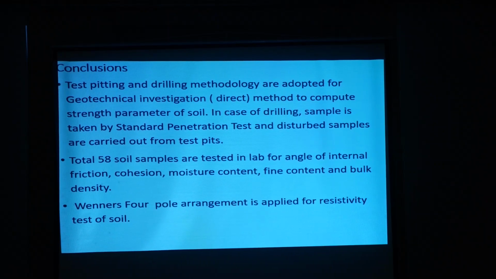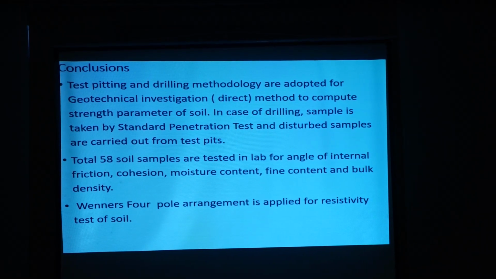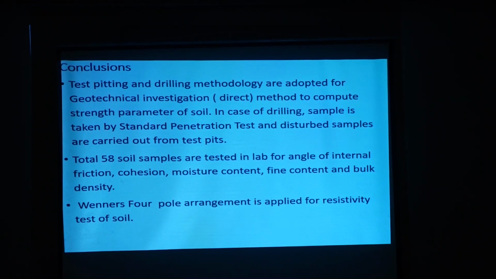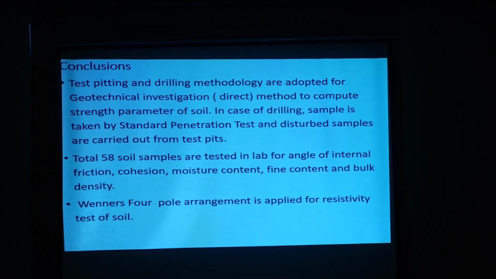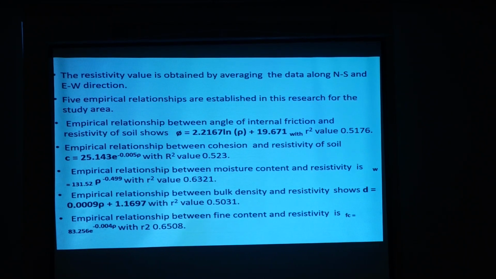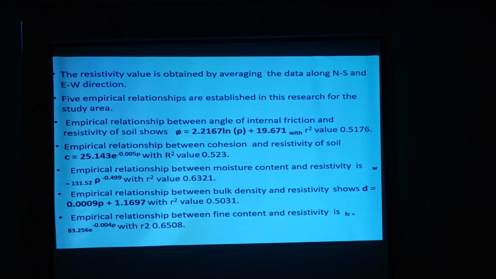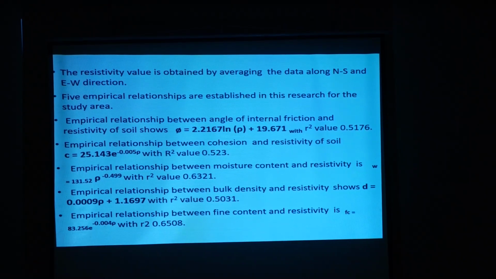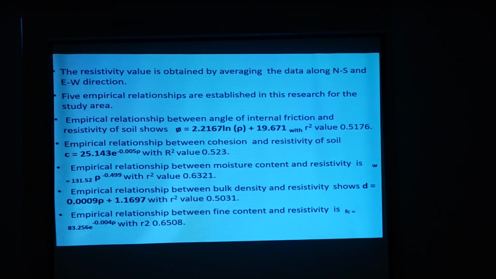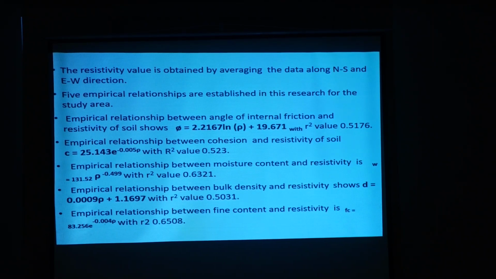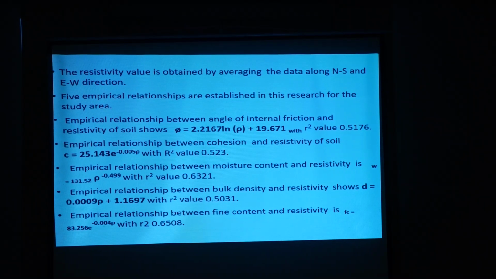A total of 58 soil samples were tested in the lab for angle of internal friction, cohesion, moisture content, fine content and wet density. The Wenner-Schlumberger arrangement was used to acquire the data from the field, and north-south and east-west directions were adopted for the calculation of resistivity value. And 5 empirical relationships are established in this research for the study area.